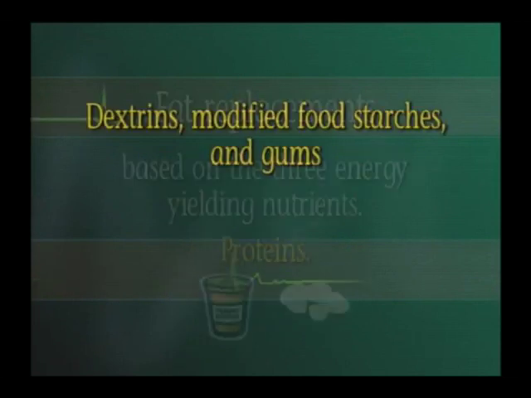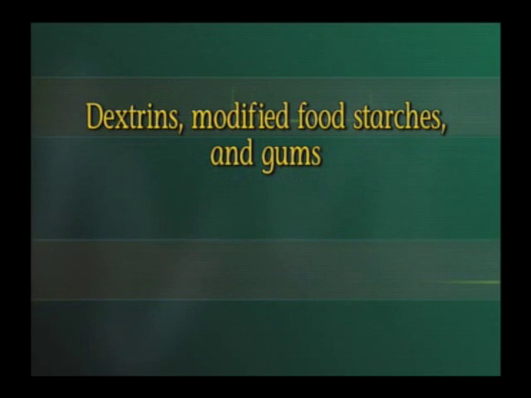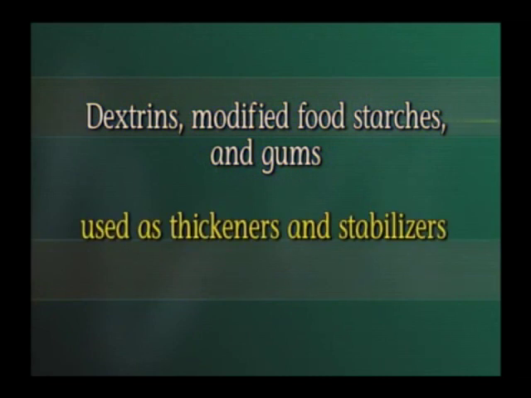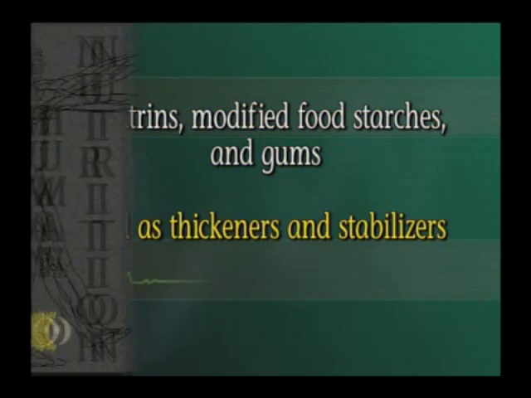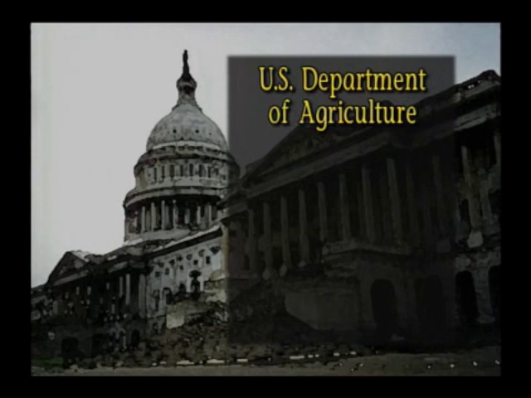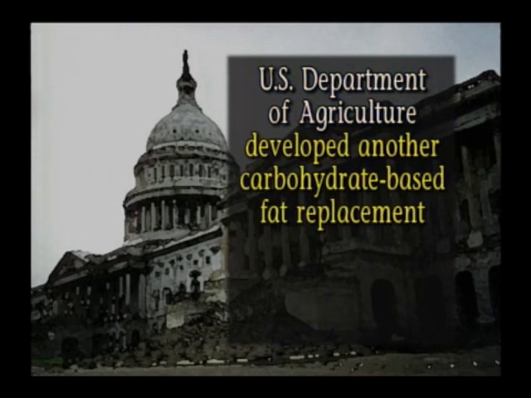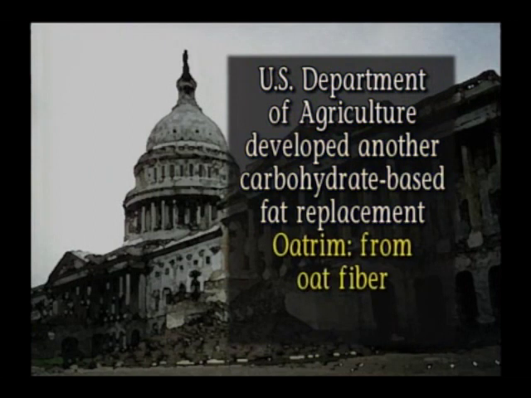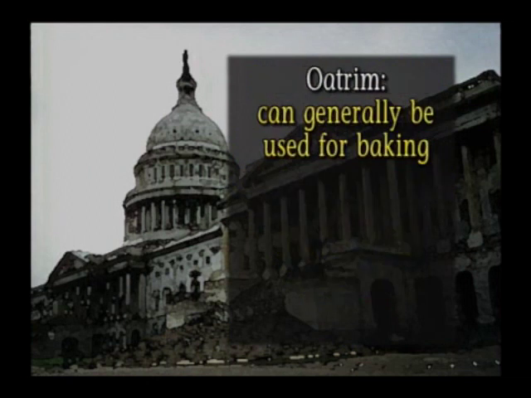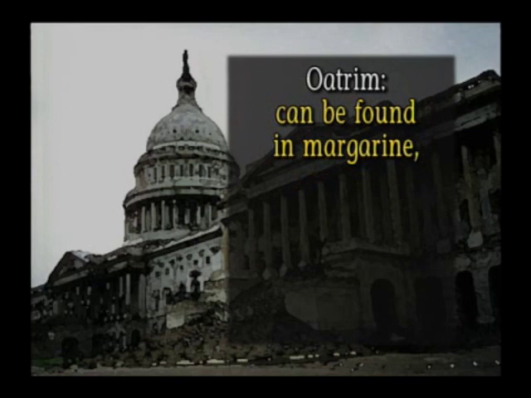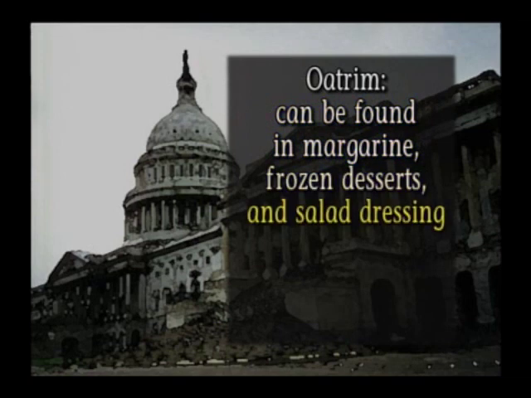Carbohydrate derivatives such as dextrins, which are modified food starches and gums, have been used for years as thickeners and stabilizers. The U.S. Department of Agriculture developed another carbohydrate-based fat replacement called Oatrim from oat fiber. This type of fat replacement can generally be used for baking, but not frying. It can be found in margarine, frozen desserts, and salad dressing.